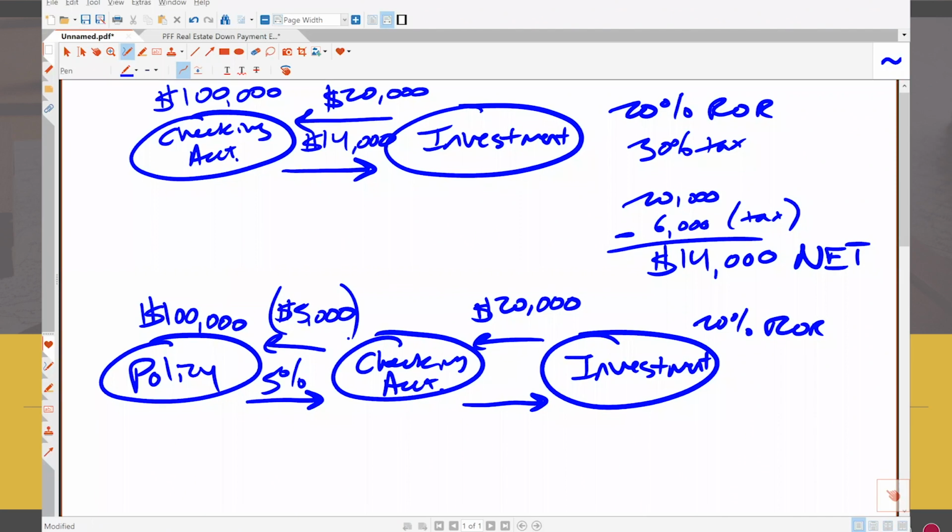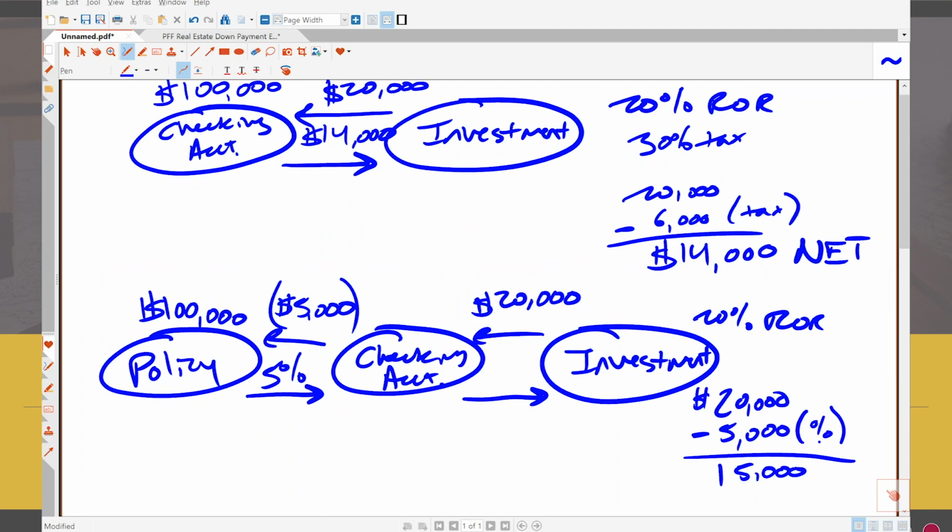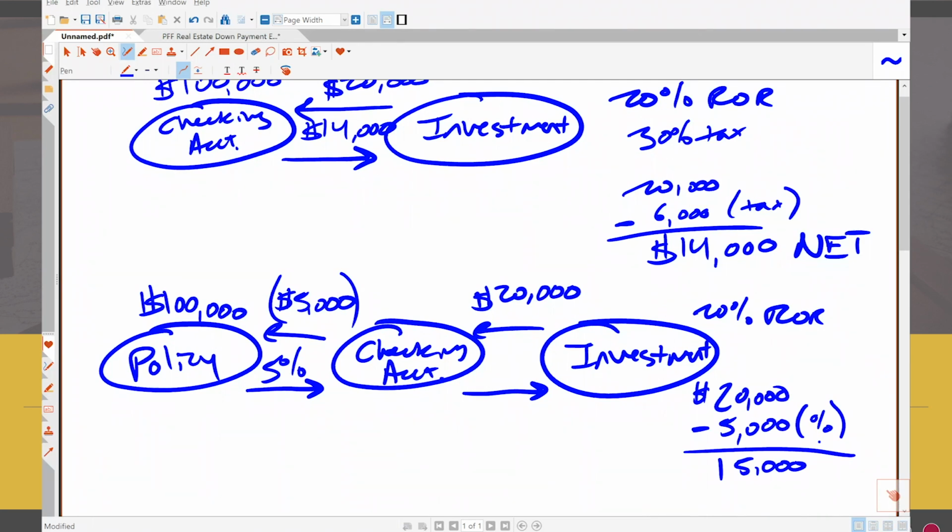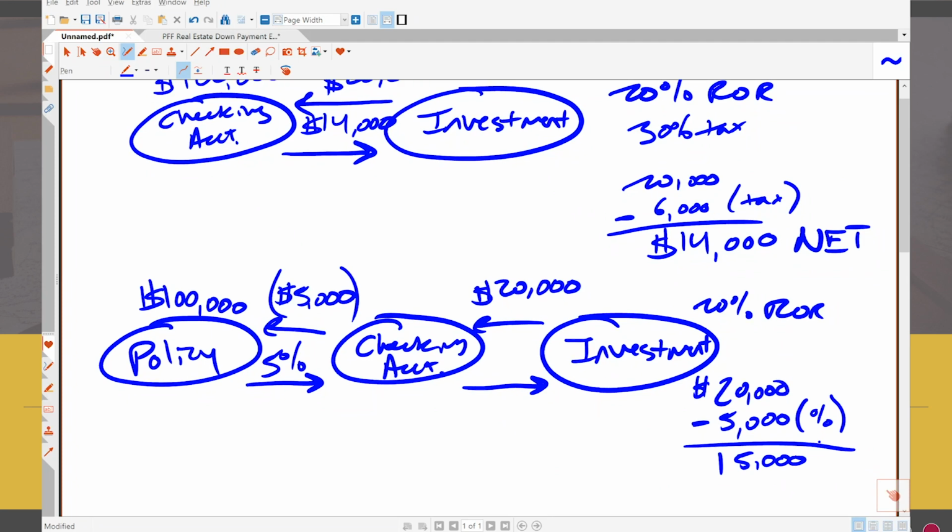So let me show you how this plays out really quick. Assuming we have $20,000 of profit, just like we did above, this time before we calculate our tax, we have to pay $5,000 of interest back to the policy. So that leaves $15,000 as our taxable income. And if I do a 30% tax rate, the same tax rate, on $15,000, that actually is $4,500. So I have to take out $4,500 still.